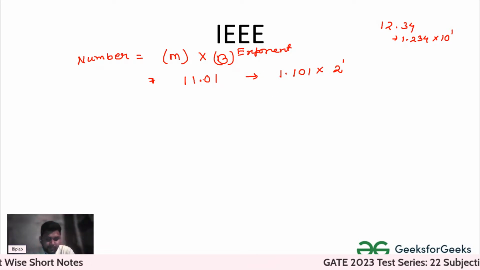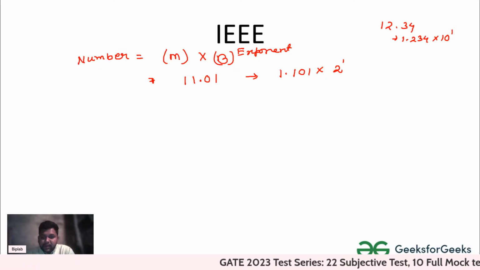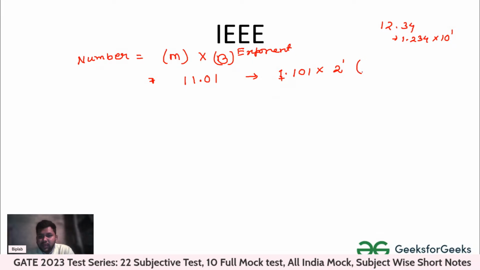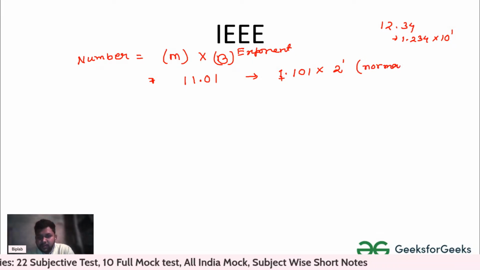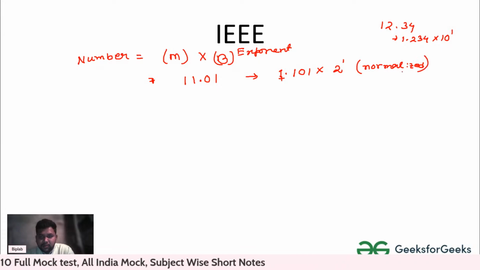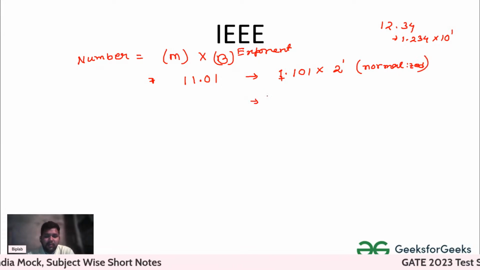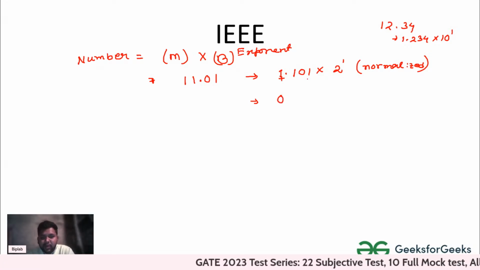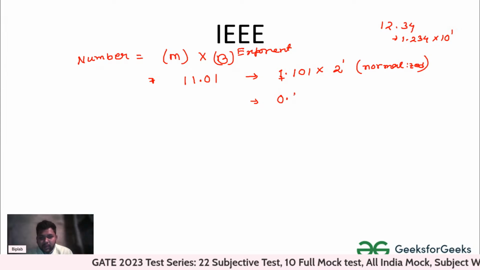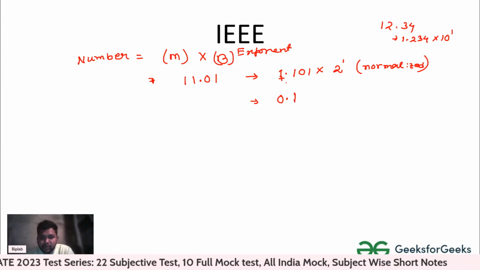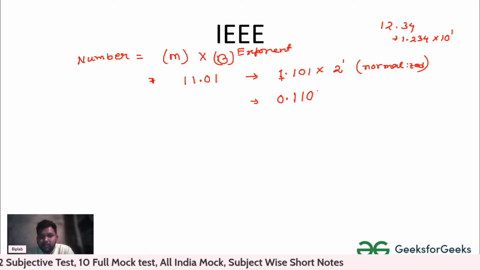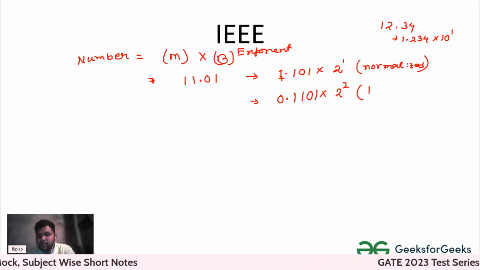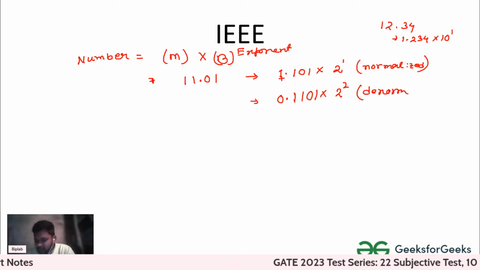If there is a 1 before the point, you say this is a normalized number. There are some numbers which cannot be accommodated in the mantissa. At that time, what you do is let the 0 stay here before the point and append zeros, writing it like 0.1101 into 2 squared. This is called denormalized.